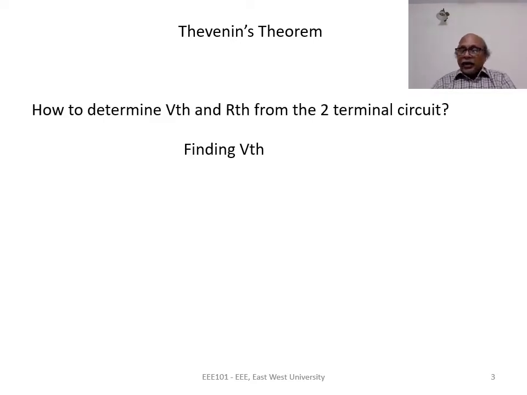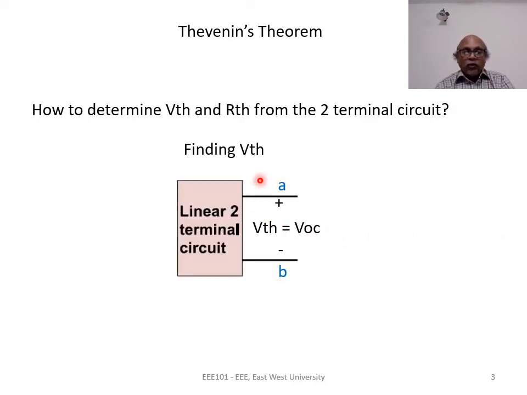Finding VTH is actually straightforward. To find VTH, we remove the load from the two-terminal circuit connected between node A and node B. The voltage VOC, which appears between node A and node B under open circuit condition, is equal to VTH. So to find VTH, we simply disconnect the load between node A and node B, and under this open circuit condition we find VOC, and that gives us VTH.